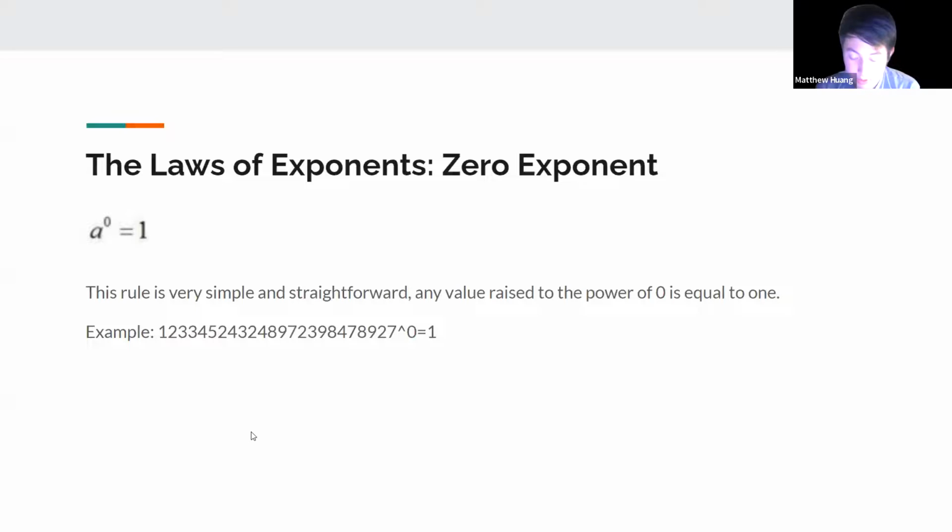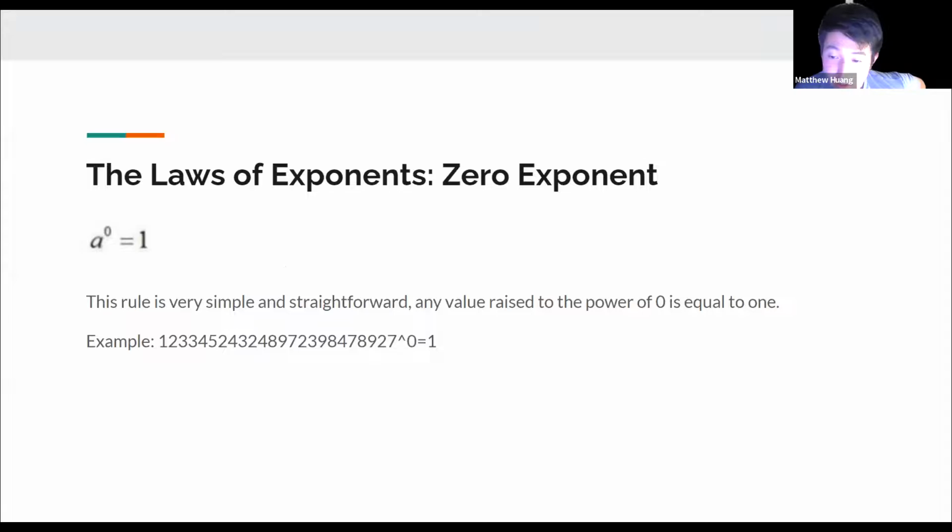All right, for this one, this is probably the most simple and straightforward rule of all. Any value raised to the power of 0 is just equal to 1. So it doesn't matter what this a is, it's just equal to 1. So this super large number raised to the power of 0 is just equal to 1. All right, let's move on.